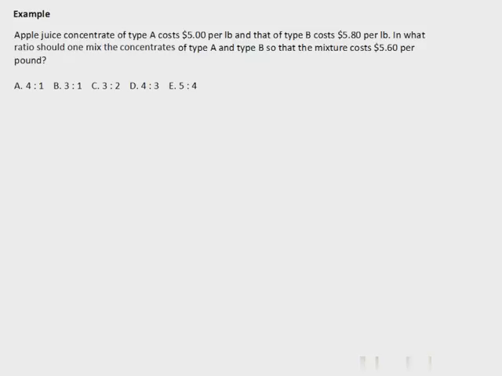Apple juice concentrate of type A costs $5 per pound and that of type B costs $5.8 per pound. In what ratio should one mix the concentrates of type A and type B so that the mixture costs $5.6 per pound? So I'm going to use the earlier technique. $5 per pound, $5.8 per pound, and we have 5.6 here. So again, clearly I should be taking more of type B, that is 5.8, than of type A, because the final mixture is much closer to B than to A.